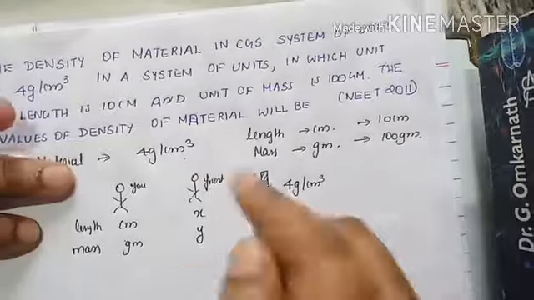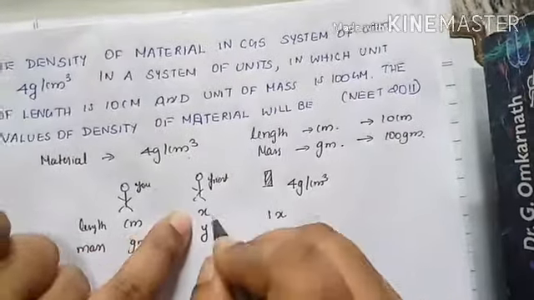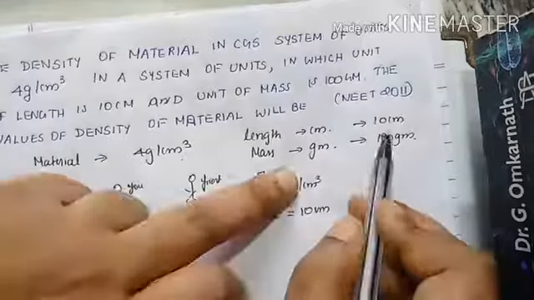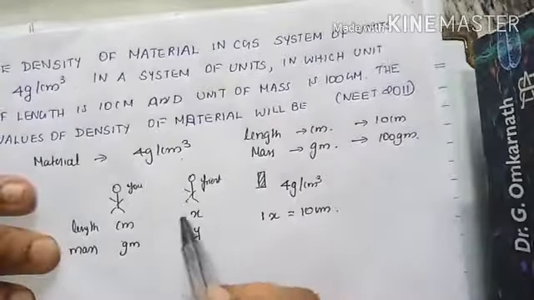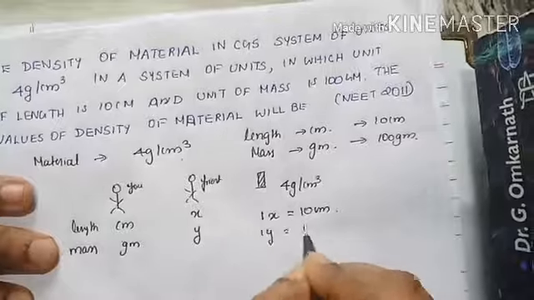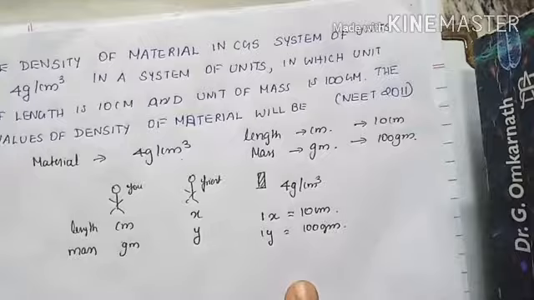And now you know, what do you know? You know that 1x is equal to 10 centimeter. See, this is the question, guys. You know that this 1x is 10 centimeter and you know 1y is how much? 100 grams. This is what you know. Clear?